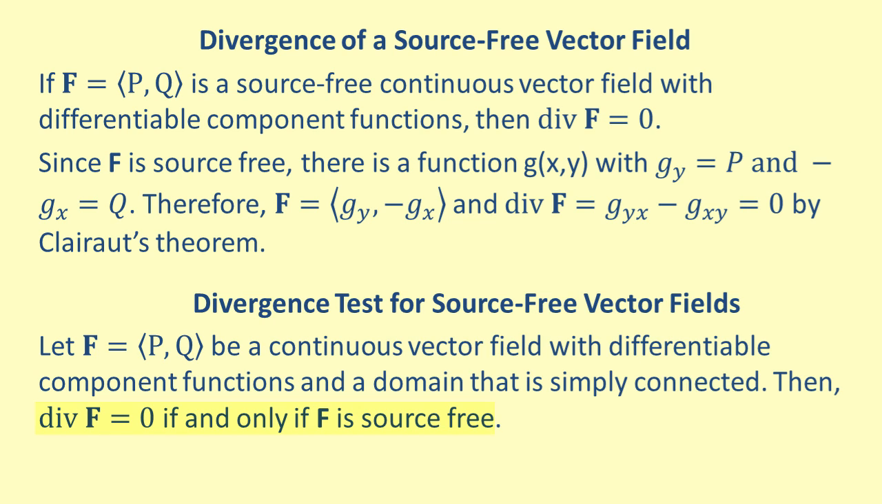The second theorem states that the divergence of F is zero if and only if F is source-free, which holds true as long as F is a continuous vector field, is simply connected, and has differentiable component functions. This is proved by taking the converse of Theorem 1 over a simply connected domain, although the full proof is too technical to include here.